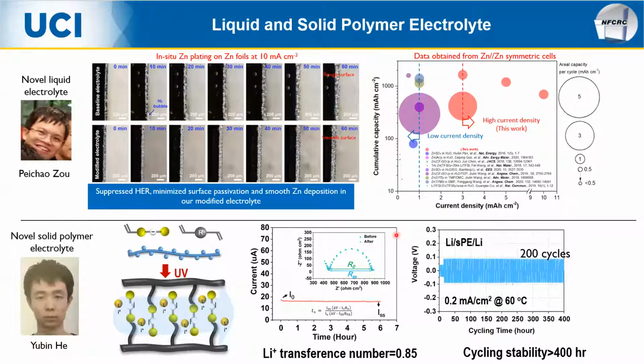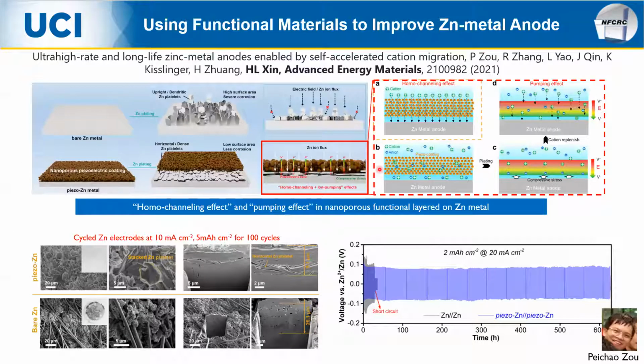In the energy storage domain, we have opened up a few new directions, including the development of a liquid electrolyte and solid polymer electrolyte, with a focus on understanding and engineering the solvation interface structures. We also leverage functional materials such as ferroelectric materials to accelerate the migration of zinc ions or any ions for multivalent metal anode batteries.